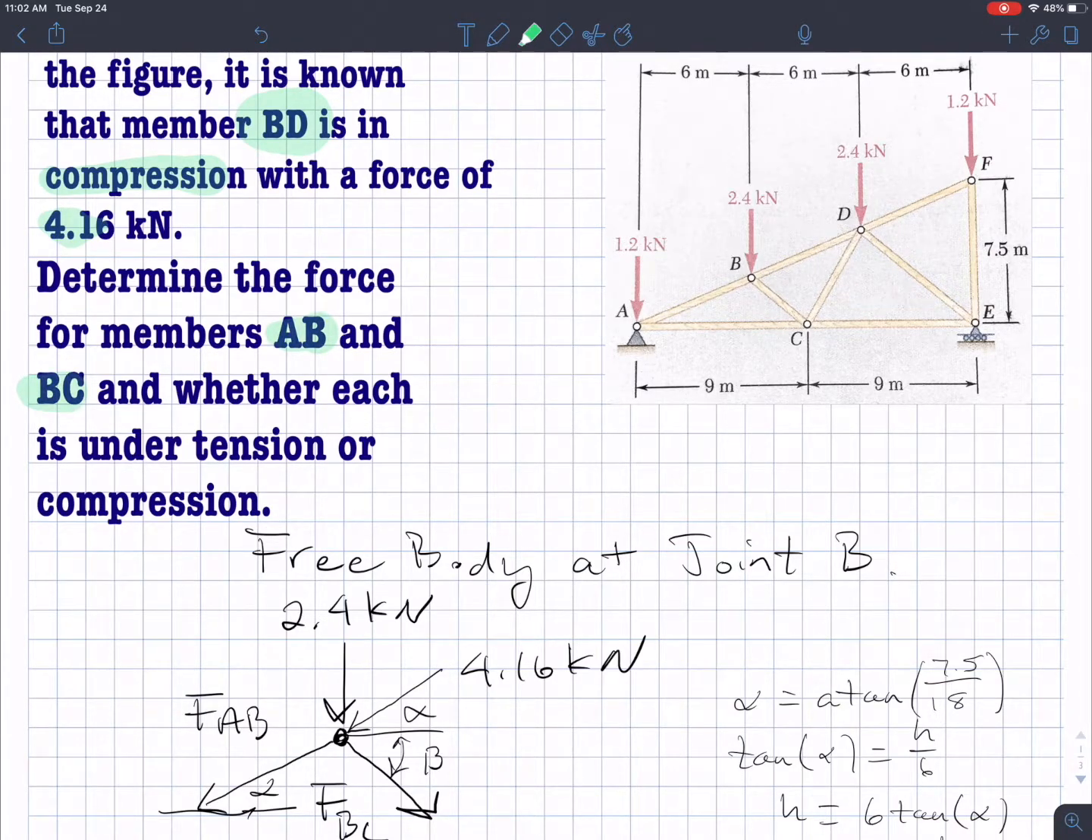So look on the diagram here. Here's AB, here's BC, and what we're saying is known, I put that in blue, is BD. All right, so we talked about in class that, oh, this is good. We know this one, and these two are unknown. If we have a joint where there's two unknowns, we can write equations and solve for the unknowns.